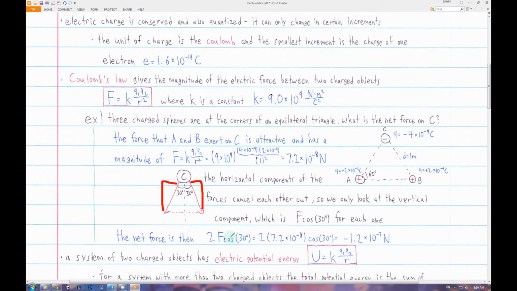So for both of the forces, it's 2 times the force times cosine 30 degrees. So we already found the force, and now we just plug it in and we get that the net force on charge C is negative because it's pointing downwards, 1.2 times 10 to the negative 7th newtons.